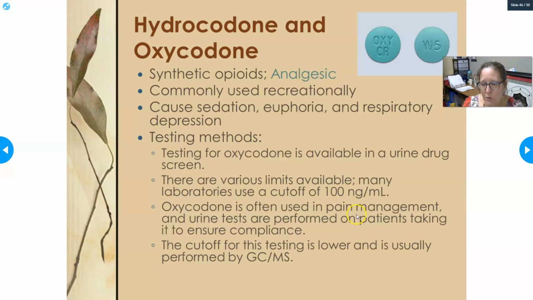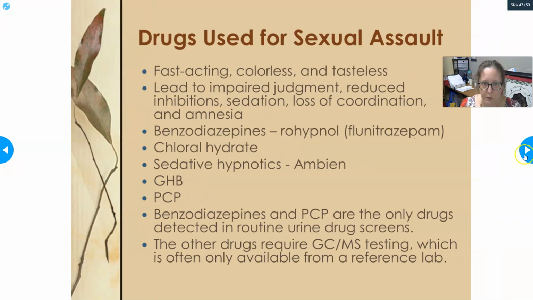Oxycodone is often used in pain management, and urine tests are performed on patients taking it to ensure compliance, because these little guys can fetch a lot of money on the black market. Some patients might fake pain to get them to sell them to make money, and pain clinics usually don't like that, so they test the patients to make sure that they are in compliance with their pain management protocol. The cutoff for this testing is usually lower and usually performed by GCMS, so for hydrocodone and oxycodone here.